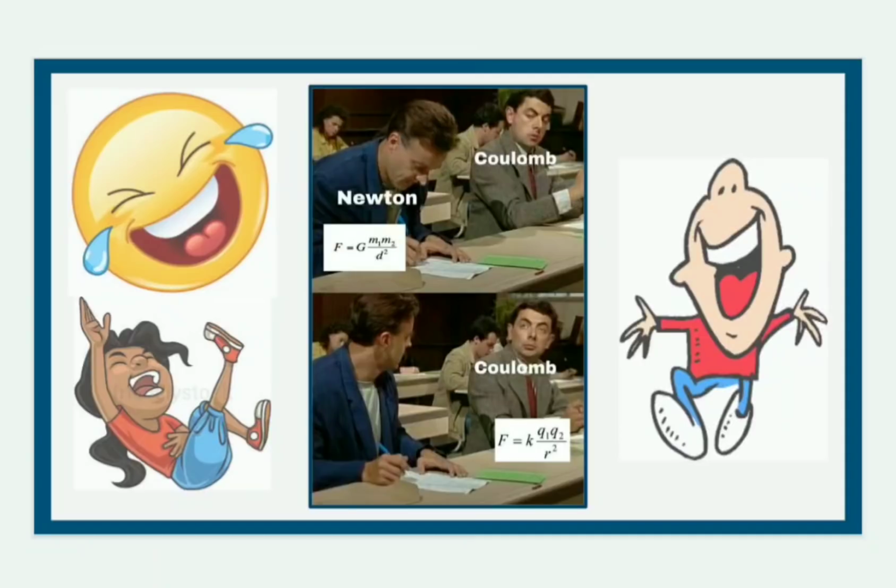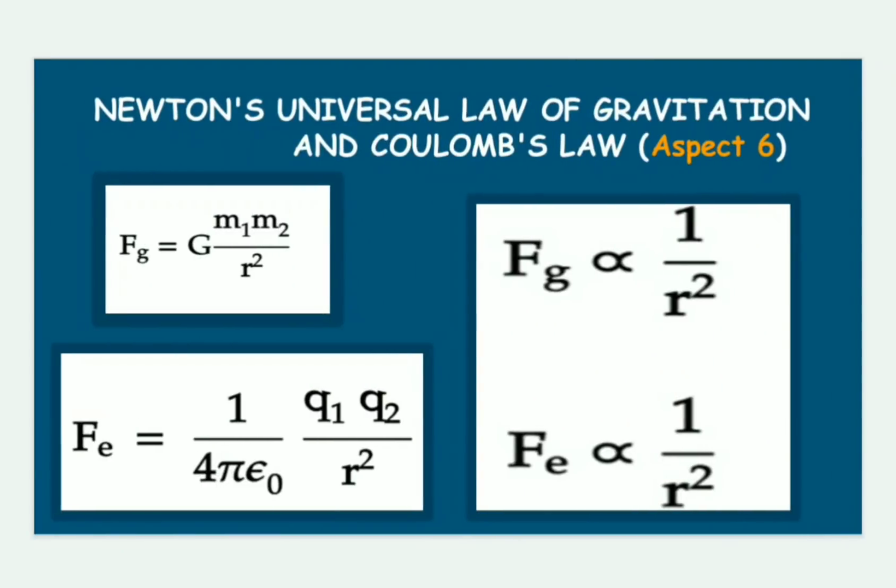Yes, here it is represented as inversely proportional to the square of the distance. So Coulomb also represented it as inversely proportional to the square of the distance, and that is what is explained here. Fg is proportional to 1 by r square and Fe is also proportional to 1 by r square.